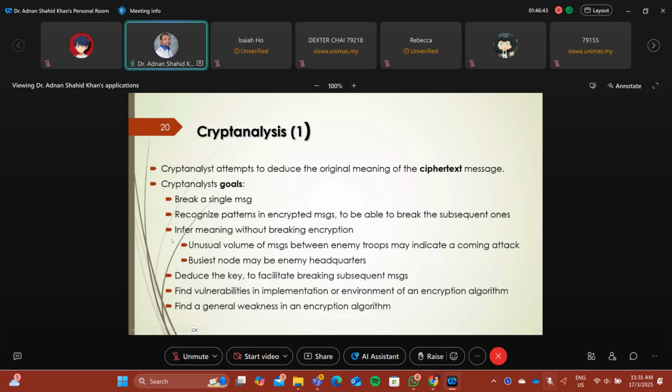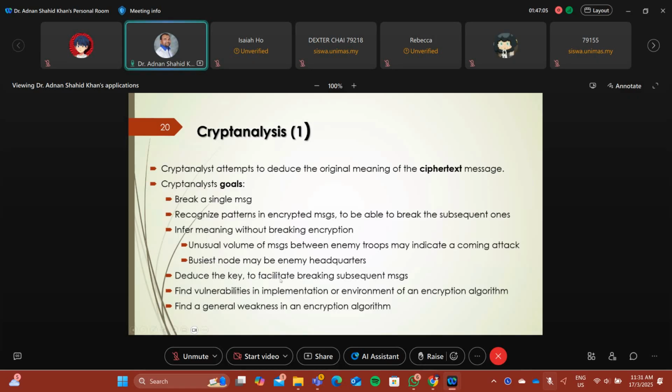Infer meanings without breaking the encryption. So this is the goal. He needs to make sure. An unusual volume of messages between enemy troops may indicate a coming attack. We infer something: the busiest node may be the enemy headquarters.